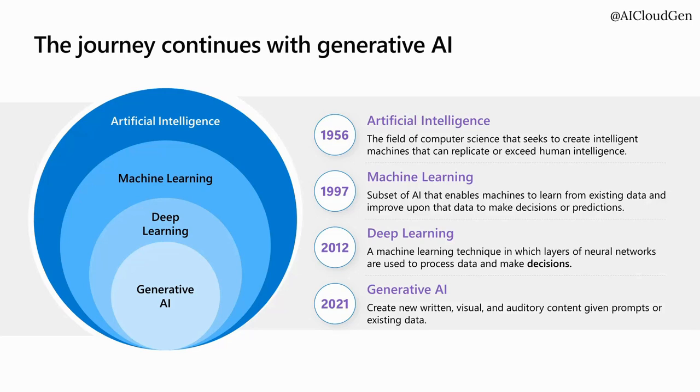Around 2012, deep learning, another machine learning technique, was introduced, which went a little bit further by having layers of neural networks that are used to process data and make informed decisions. The recent cream of the crop is generative AI, which was launched in 2021, where we use generative AI to create new content, or new visual or auditory content, for any provided prompts. These prompts are nothing but natural language text that you can provide, for which you get a response. And that's what we are going to talk about as part of today's session.